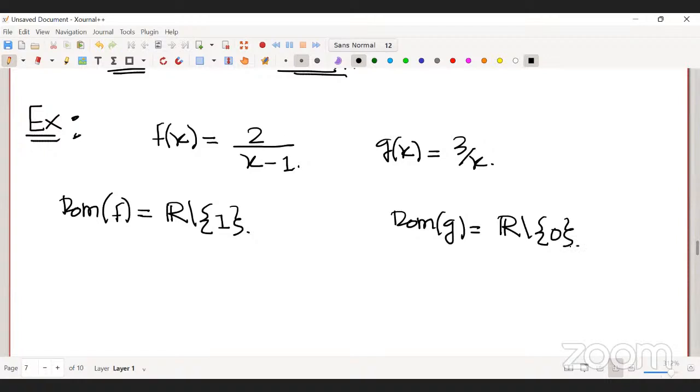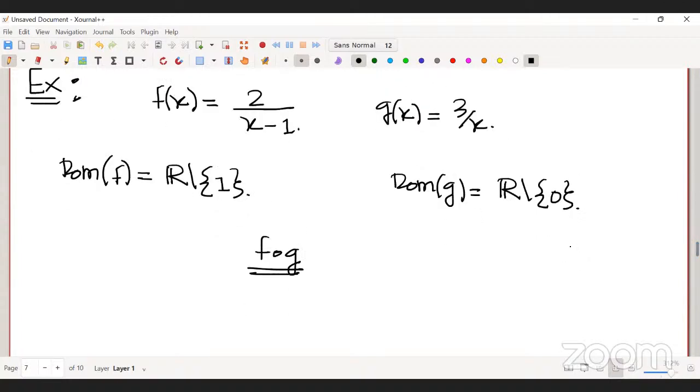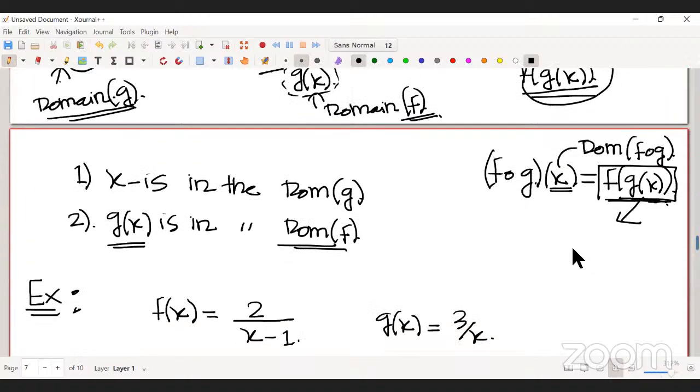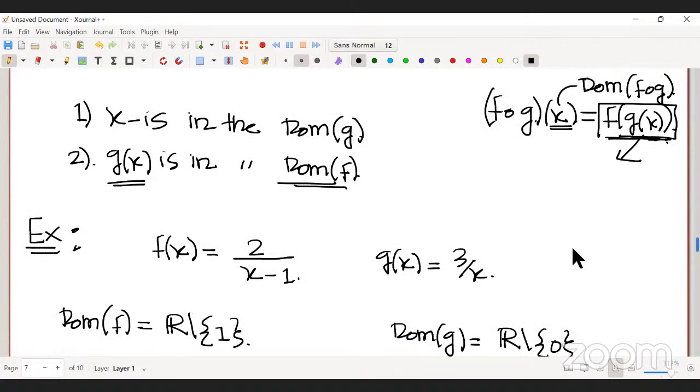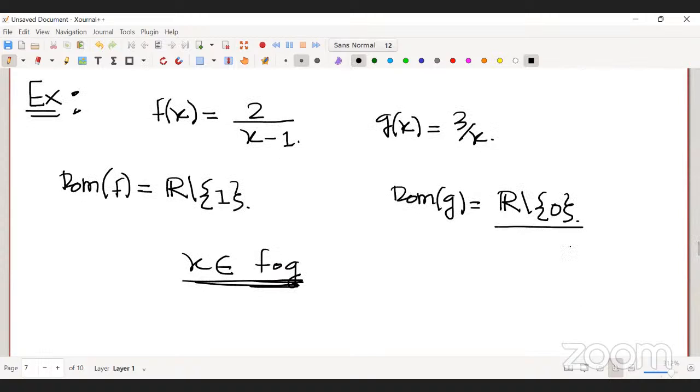So while calculating the domain of F circle G, when can I say that x is in the domain of F∘G? If x satisfies both these two conditions: x is in the domain of G, and G of x is in the domain of F. So the first thing is, x is in the domain of G.